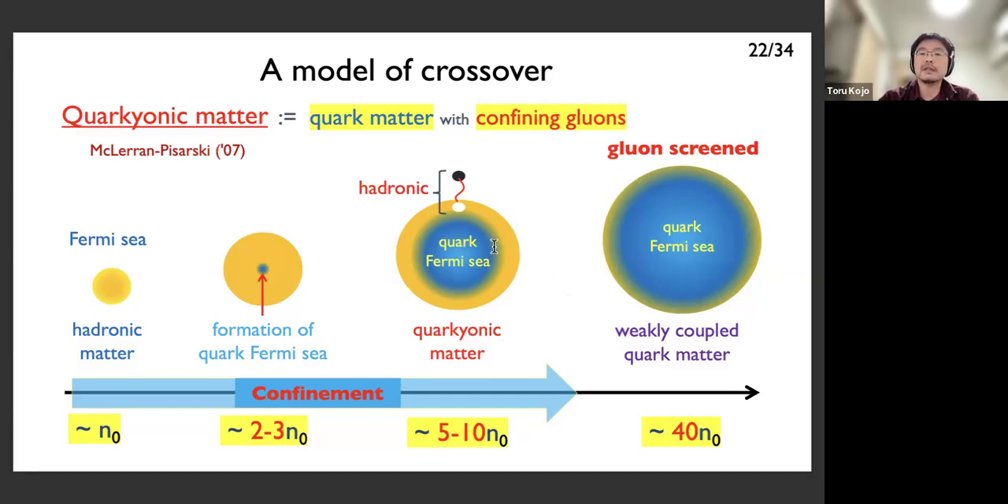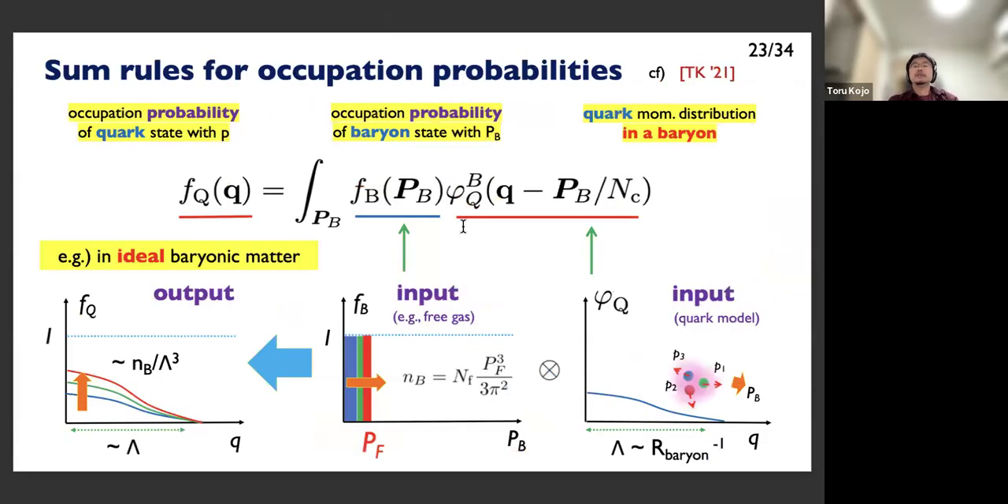And as we increase density further and further, then eventually gluons are screened by Debye screening, and then the gluons which are responsible for confinement become weakly coupled. Therefore, the quark Fermi sea is dominant, and we have a weakly coupled Fermi surface on top of the quark Fermi sea, and this is a weakly coupled quark matter. So what I would like to discuss is this intermediate domain from nuclear matter to quark matter. And in order to describe this state of matter, there should be some simple description to represent the key idea.